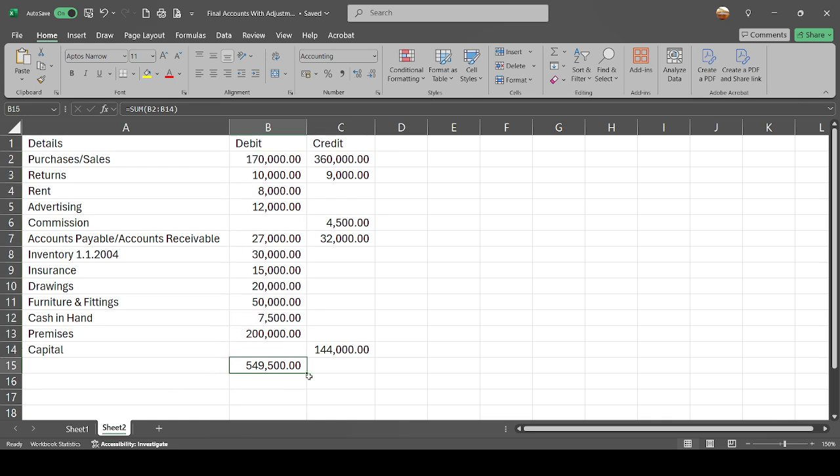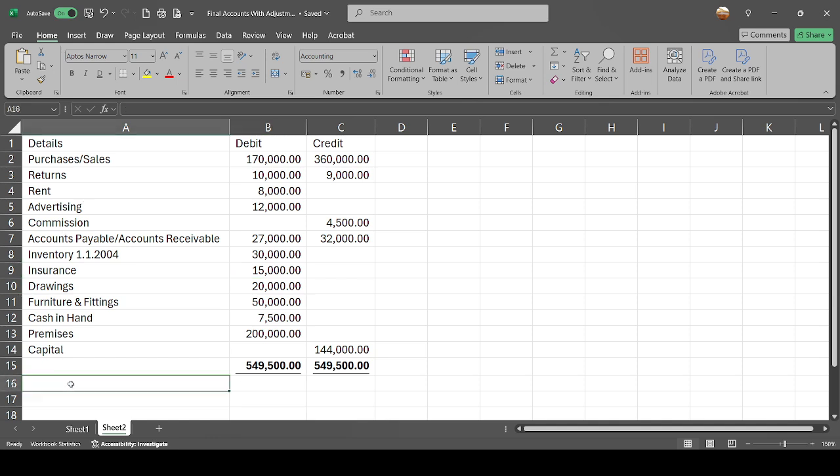So our debit side adds to that, our credit side again also adds to that. So that means our balance sheet balances. Let me make that a little bit bolder, and then I underline it. So that is our trial balance that we have been given.